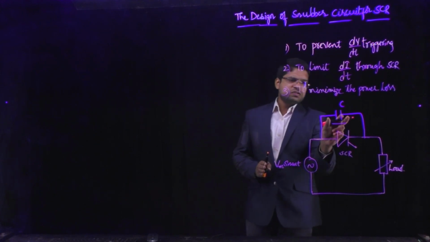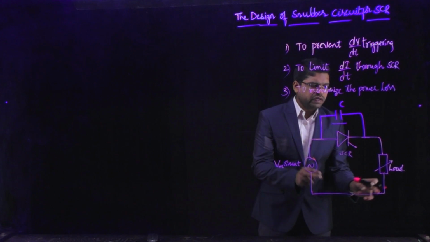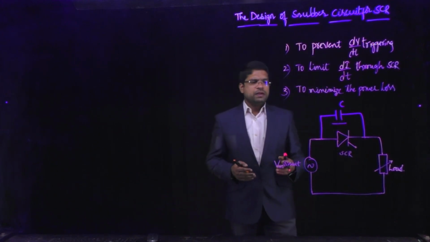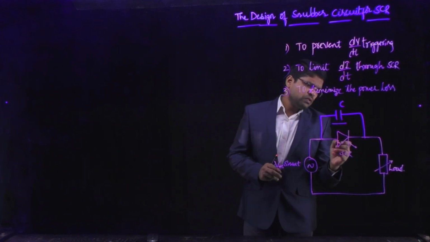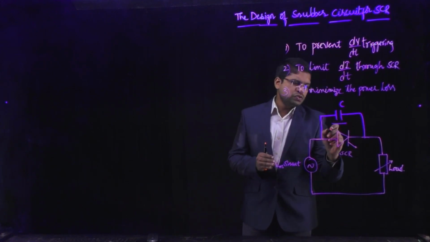So in the presence of this capacitor it happens. If there is no capacitor, the sudden change of voltage across the SCR cannot be 0. And secondly, whenever it is in off state, the capacitor is short circuited, it tries to charge.